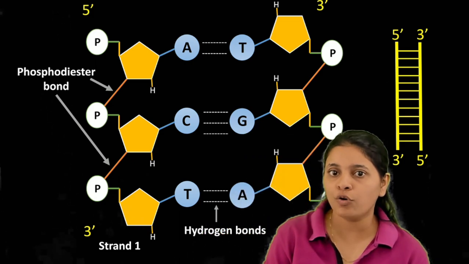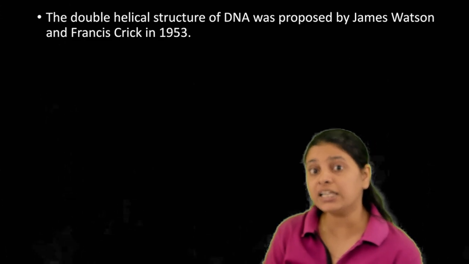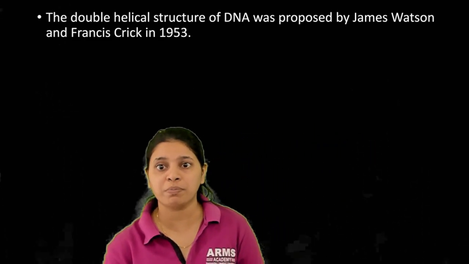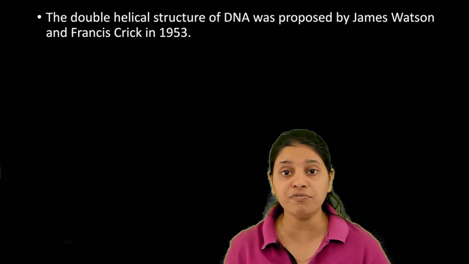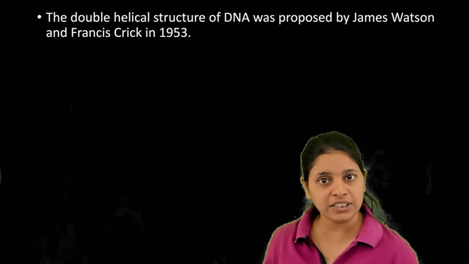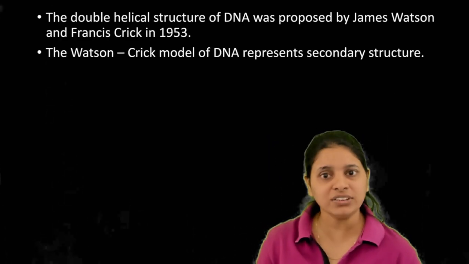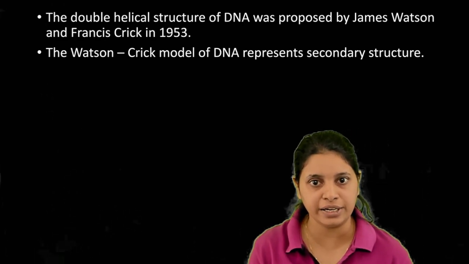Okay, so let's go through all the important points of DNA structure. The double helical structure of DNA, the famous double helix model of DNA, was proposed by James Watson and Francis Crick in the year 1953, for which they also received the Nobel Prize in the year 1962. The Watson-Crick model actually represents the secondary structure of DNA.